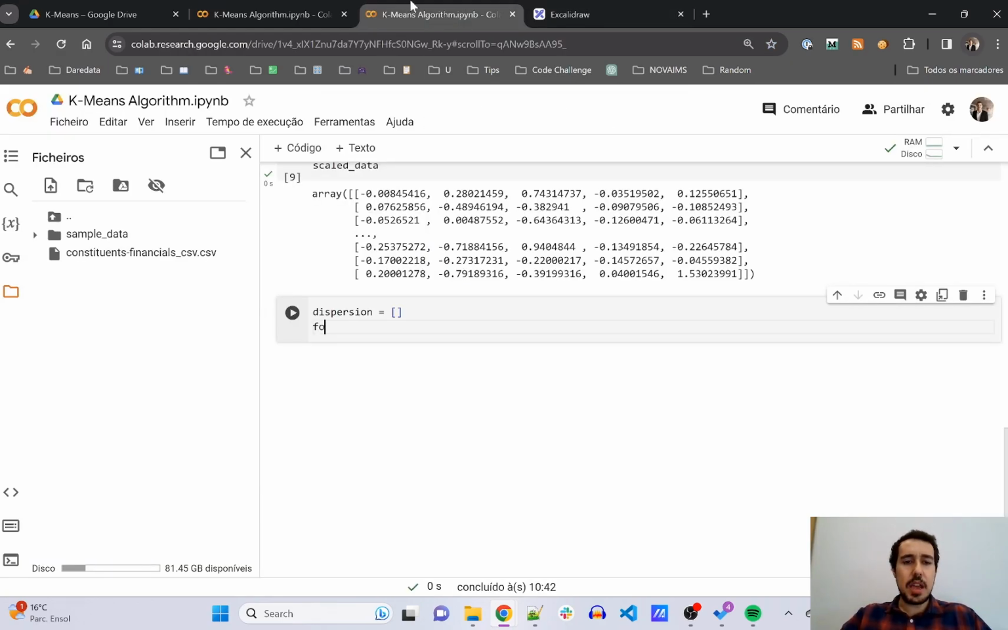And here, for k in range 1 to 50, what we will do is a K-means solution equal to KMeans, and here n_clusters is equal to k. I'm going to use random_state equal to 0 just so that the centroids start in the same place, and you can also use this to have similar results.